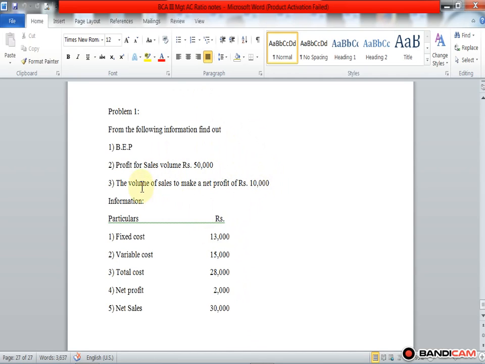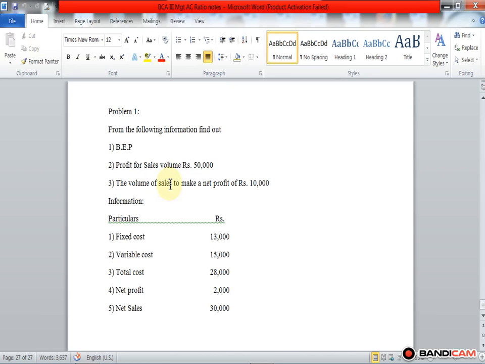Okay, so here we use our formulas and find out these amounts: the break even point, as well as the profit, and then we find out the sales. For the profit, the sale is given and we have to find the profit. Here the profit is given, and we have to find the sales if the profit is rupees 10,000. Okay, got it? So here we solve the problem.